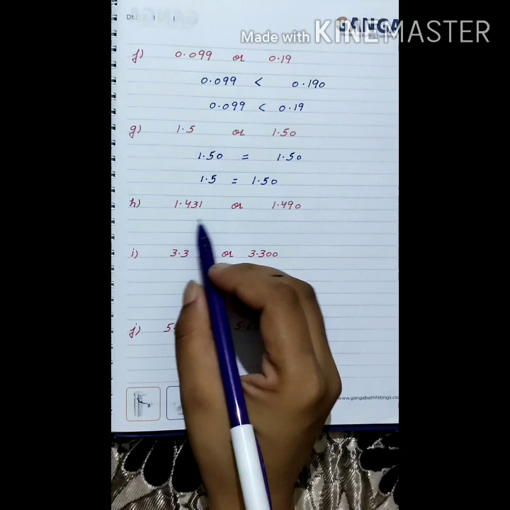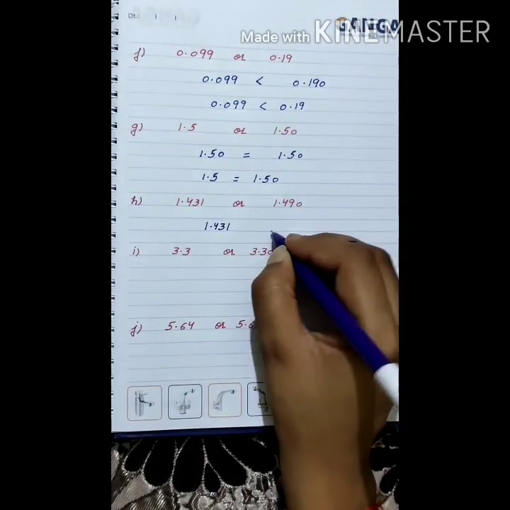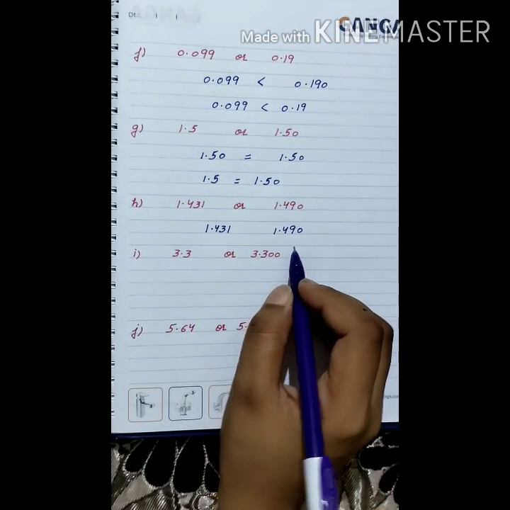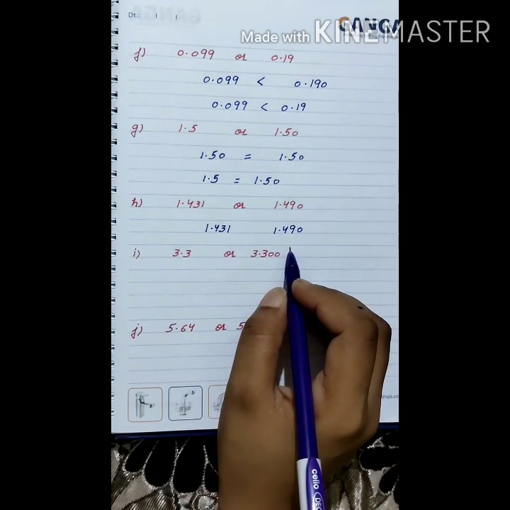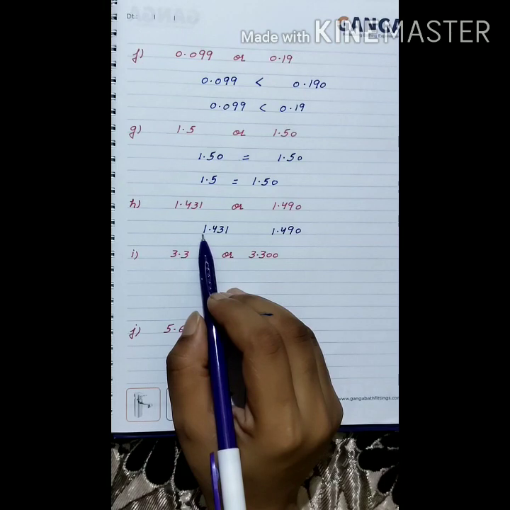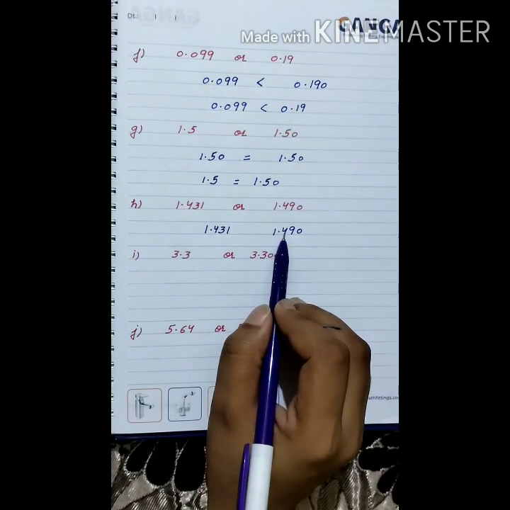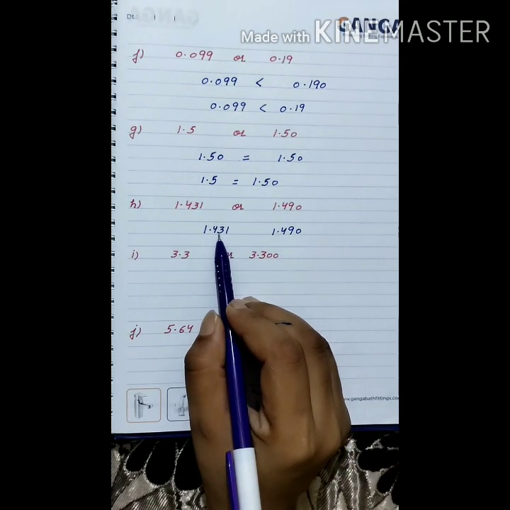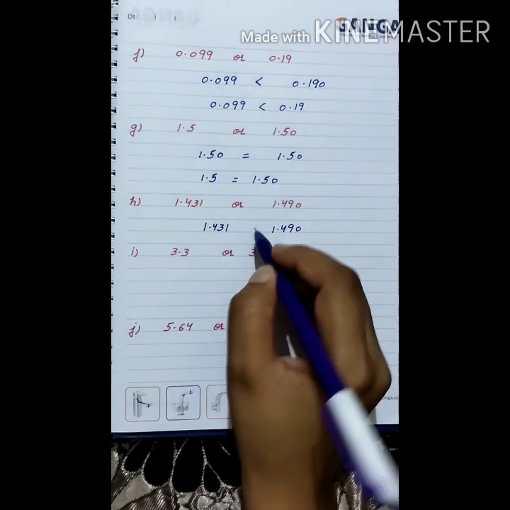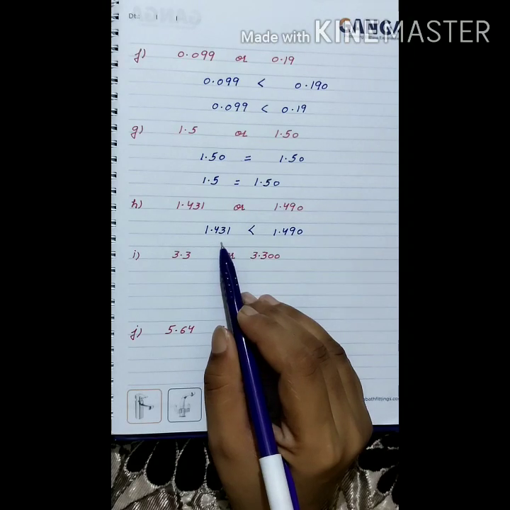H part, 1.431 and 1.490. In both decimal numbers, we have the same number of digits to the right of the decimal point. That means they are like decimals. So we compare the digits one by one. At the 1st place we have 1. In both decimal numbers they are equal. At the 10th place we have 4. They are also equal. At the 100th place we have 3 in the first decimal number and 9 in the second decimal number. And 9 is greater than 3. Therefore 1.490 is greater than 1.431.